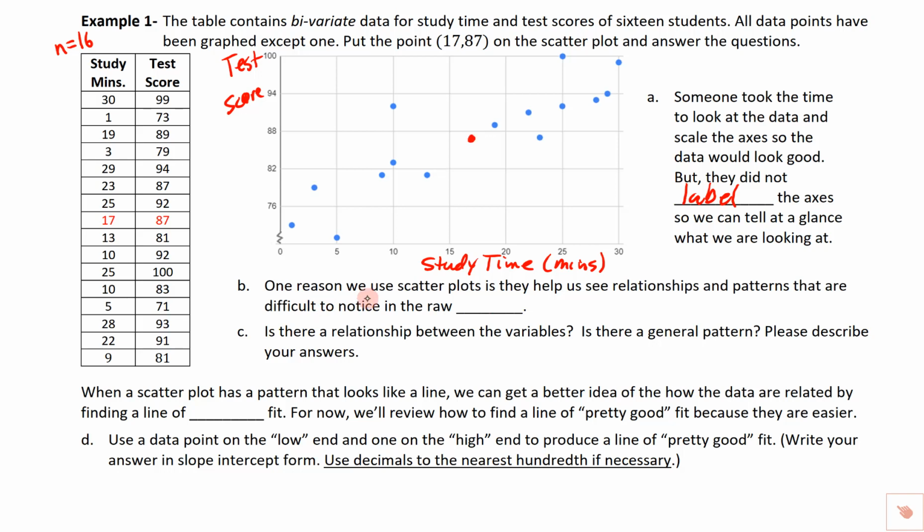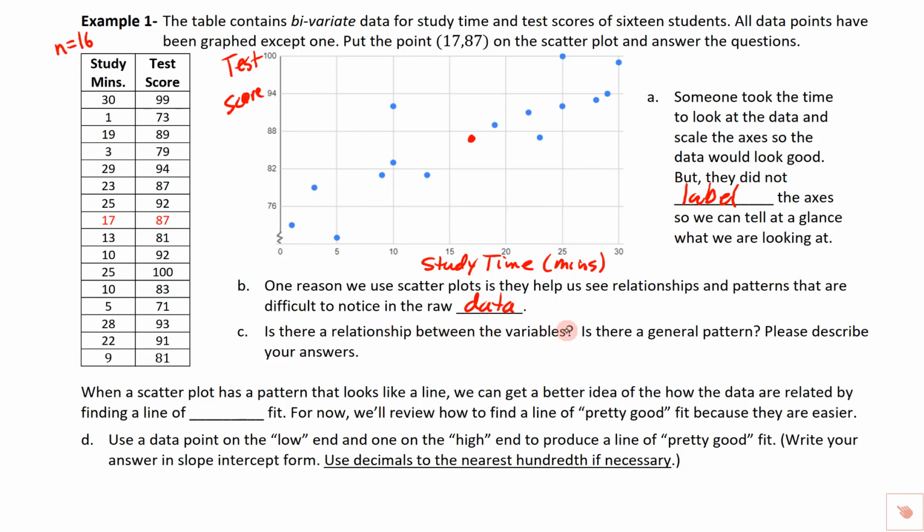Now, one reason we use a scatter plot is that they help us to see relationships that wouldn't be really obvious in the raw data. So this is what we call raw data over here. And it would be really tough to see whether or not there's a pattern, but if we graph these on a set of axes, especially when it's scaled and labeled, then we can start to see what's going on here.